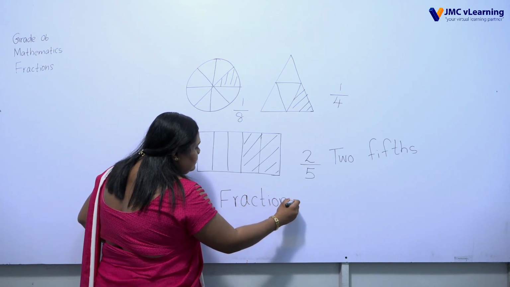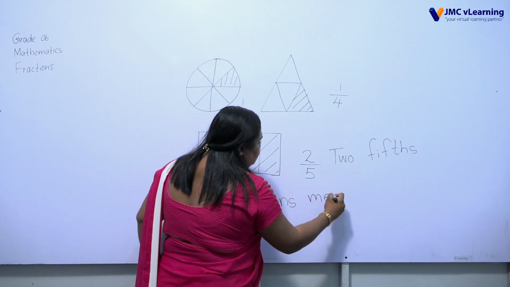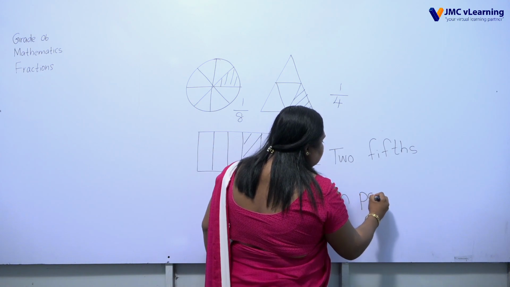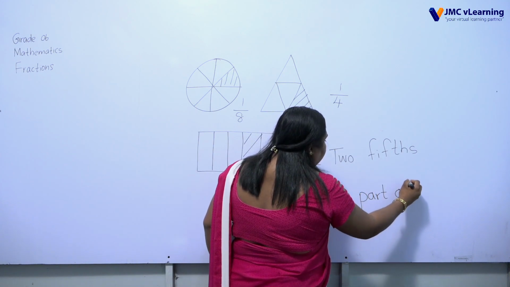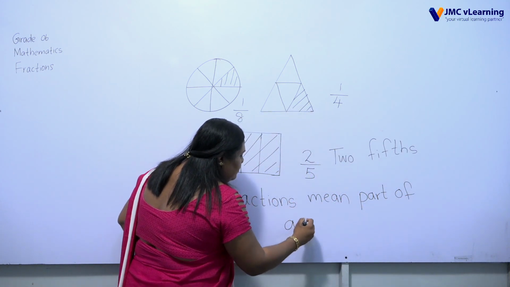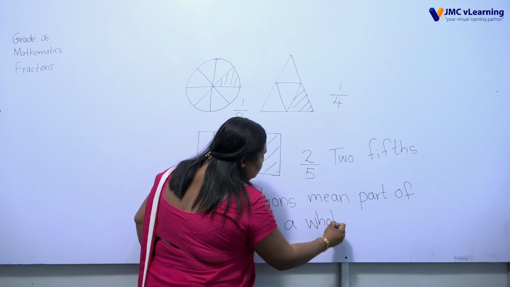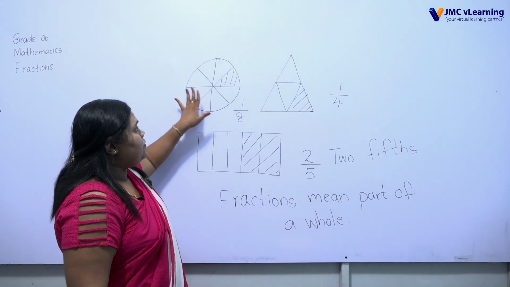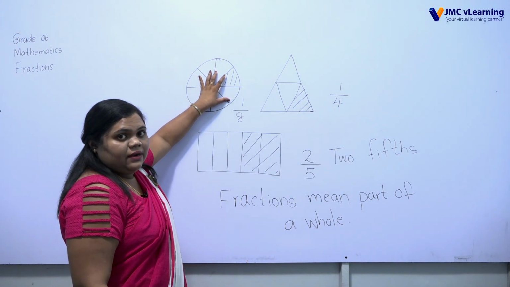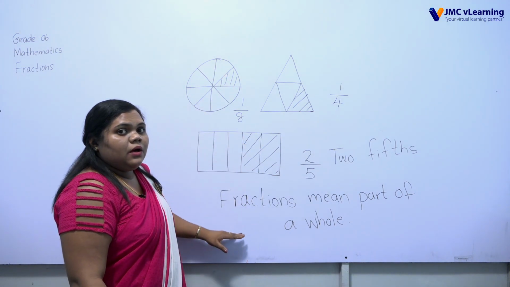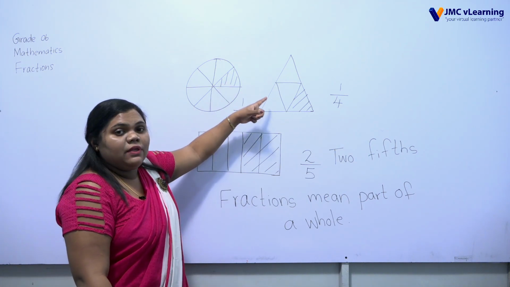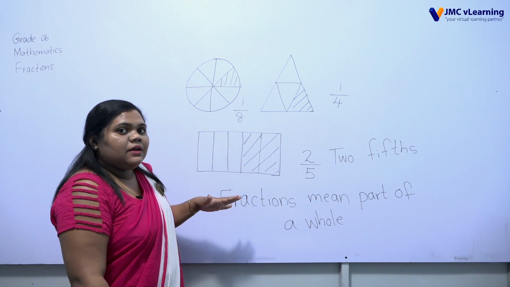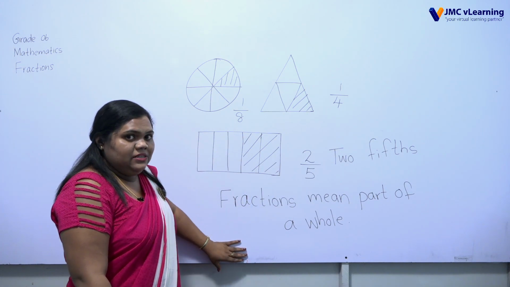Fractions mean part of a whole. Can you understand that? Part of a whole, because first we took a whole one. After that we divided it into parts and after that we took one part or 2 parts from it. Are you clear about the fractions?